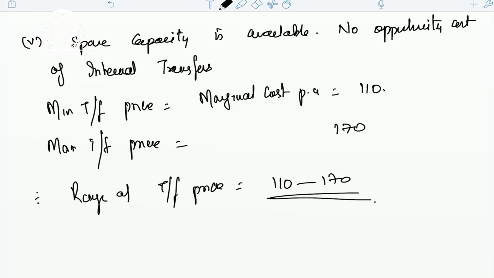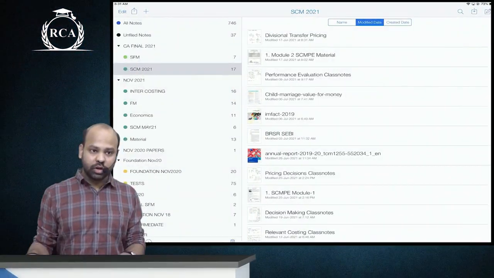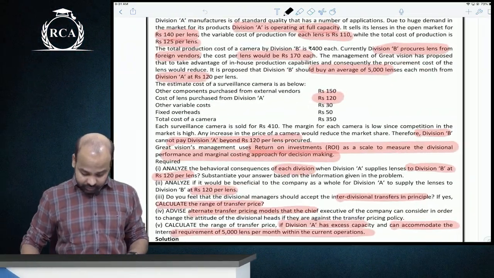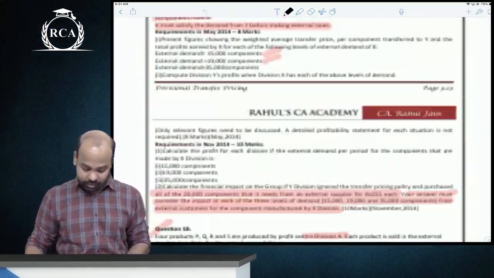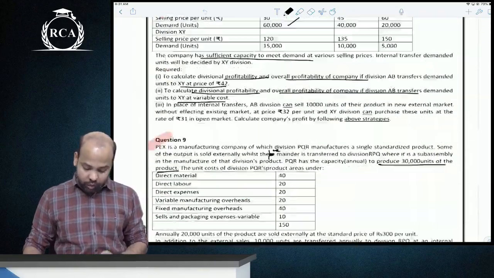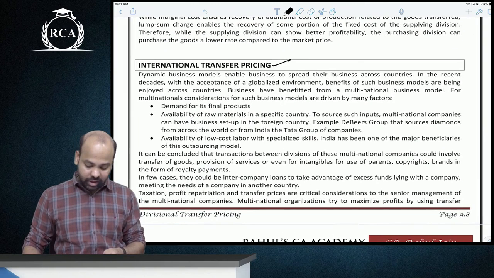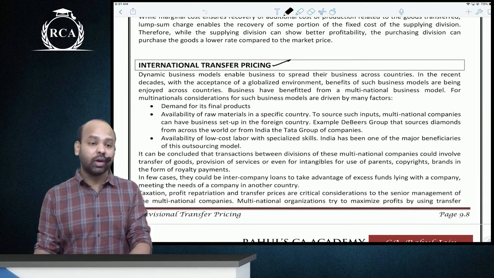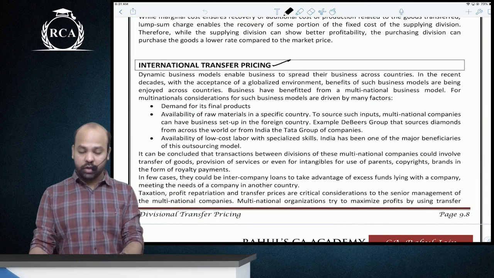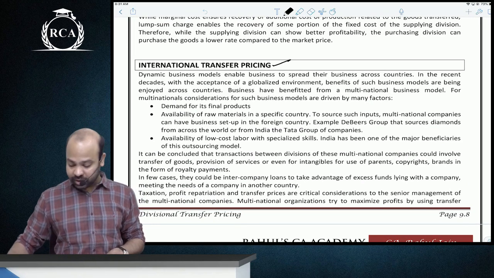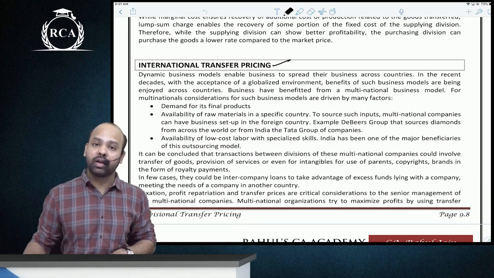I hope you're all done with this, guys. If not, pause the video, okay? Let us now move to the concept of international transfer pricing. First important thing is, please do not assume that we are doing the same thing that we do under taxes. What is so different about international transfer pricing is what we will have to understand here.